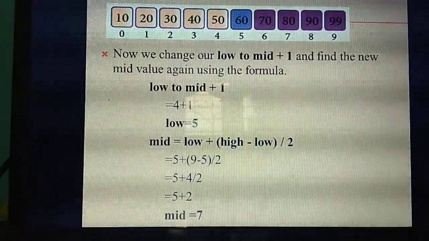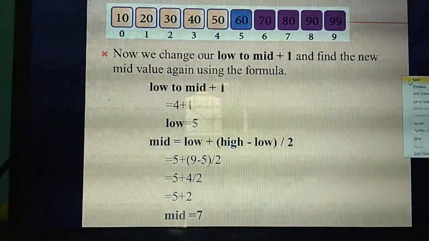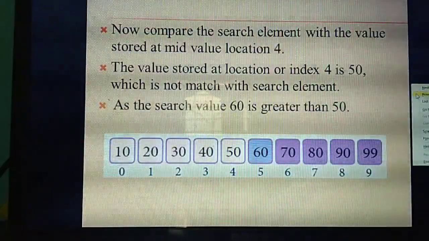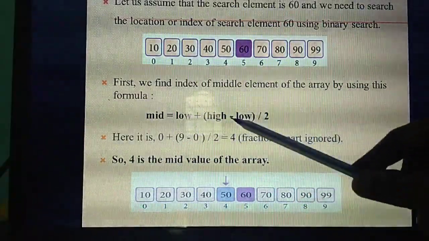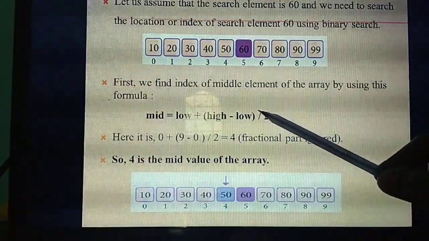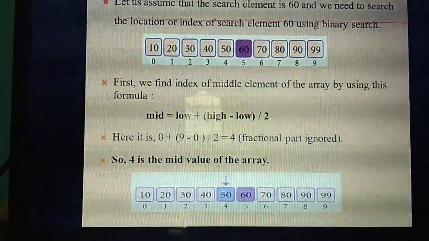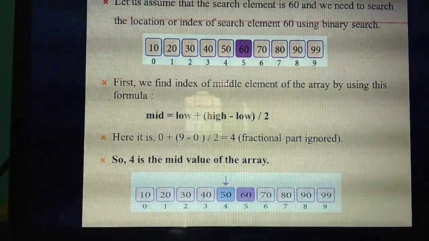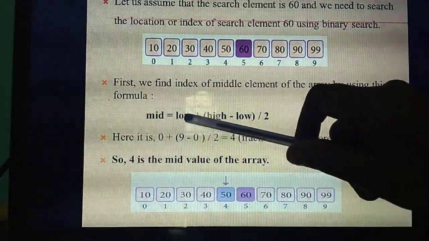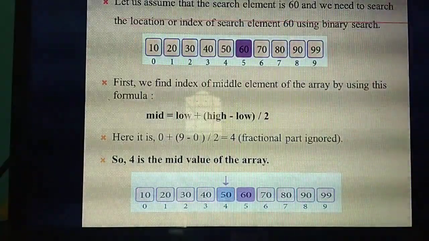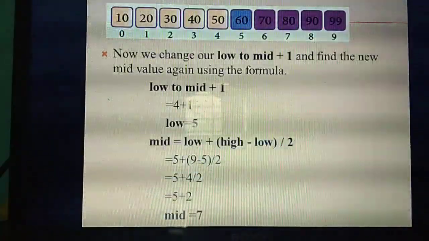See the previous slide. Yes, see what's the formula? This is the common formula: mid equal to low plus high minus low divided by 2. In the place of low, I am changing it to mid plus 1. So in the place of low, I am going to change low to mid plus 1. Understand?